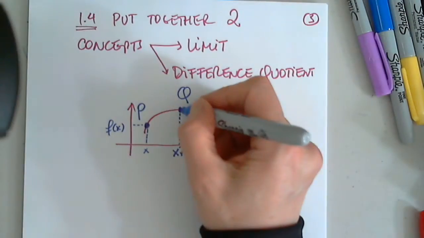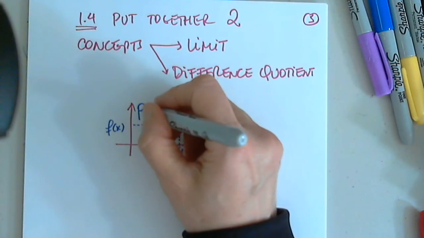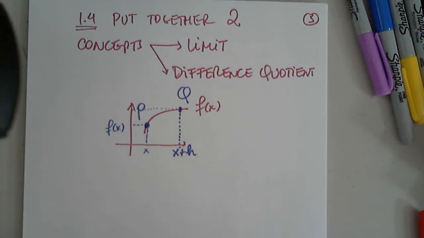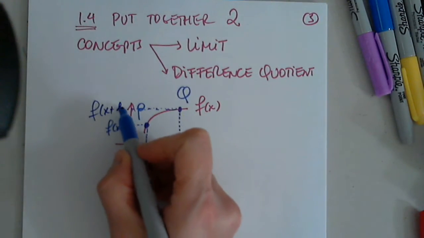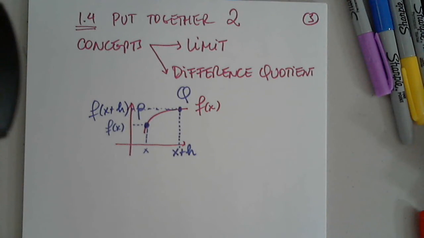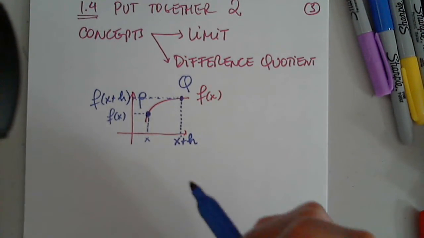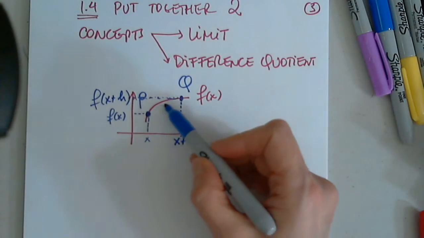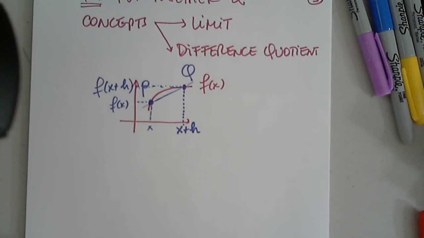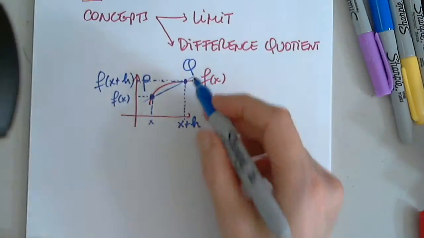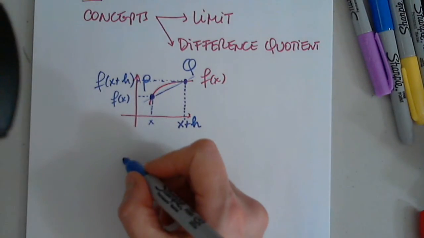Okay. And can anyone give us the y coordinate of this point? F of x plus h. Of course. Thank you very much. Jackson, was it? Thank you. Of course. And now can anyone give us the rate of change between P and Q? The average rate of change between P and Q, what is it?